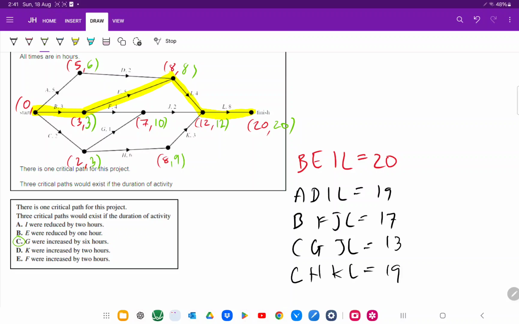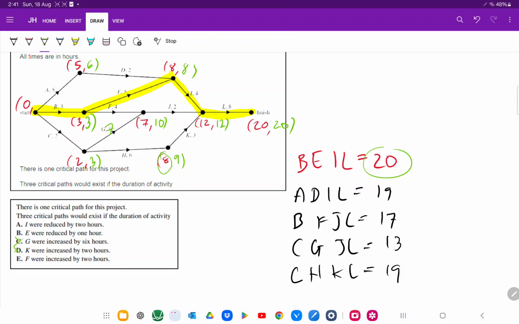C is going to be irrelevant. So if G is increased by 6 hours, where's G? So this now becomes a 7. Since this is not on the critical path, 20 is still going to be the largest value. So in other words, C is not a possible option. If we look at K, K is going to be increased by 2 hours. You get 8 plus 5, which is equal to 13. 13 plus 8, 21. It pretty much becomes the new critical path. So you don't want K.